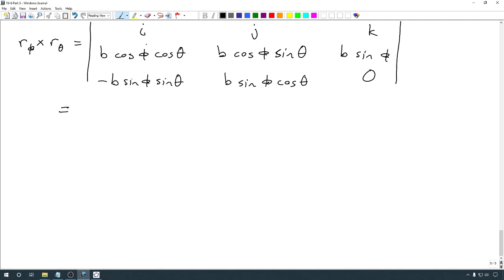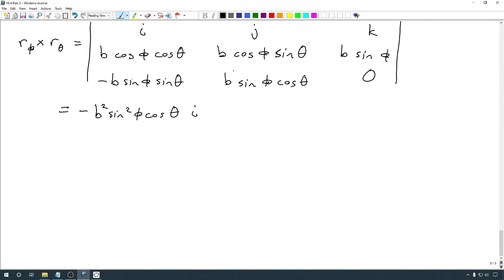When we work this out, remember the i is with this 2 by 2. I'm going to go ahead and find this 2 by 2 right now. Remember the determinant is, we go along the diagonal, so we have this times 0 minus this diagonal. So we have a b sine phi times a b sine phi cosine theta, but we're subtracting that one. So we have minus b squared sine squared phi times cosine theta as our i component.